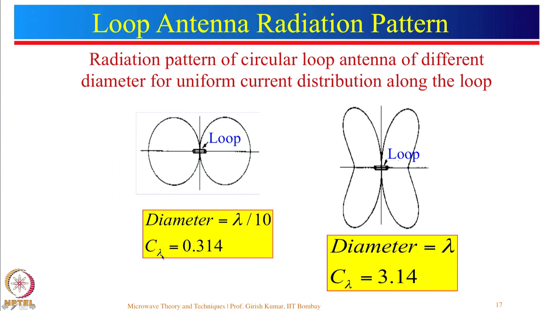So C over lambda is equal to pi d over lambda. So that will be pi divided by 10, equivalent to 0.314. Since it is a small loop antenna, you can see that the radiation pattern is similar to that of a dipole antenna, except for the difference that whatever was the H field for the dipole antenna, now it is the E field for the loop antenna.